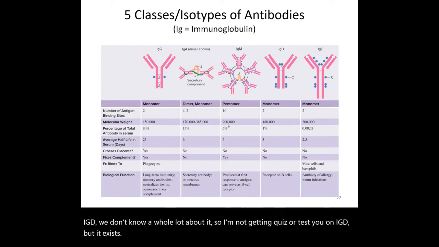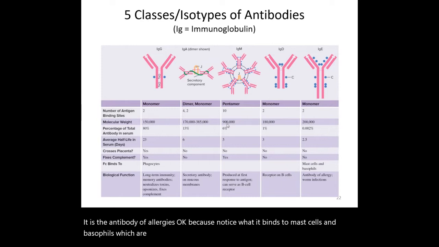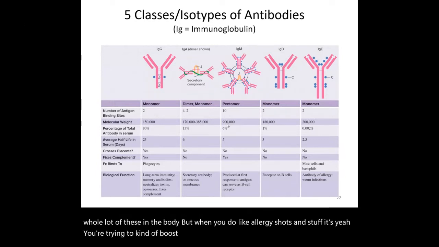IgE, however, it is the antibody of allergies. Because notice what it binds to. Mast cells and basophils, which are both cells that release histamine. And so we don't have a whole lot of these in the body, but when you do allergy shots and stuff, you're trying to kind of boost your IgEs.